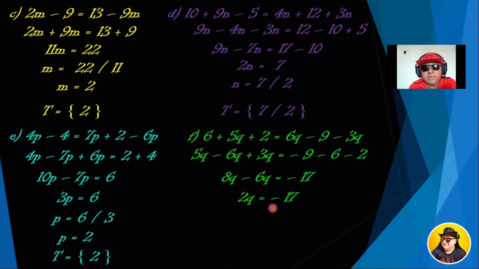Then 2q is minus 17. So this number 2 here goes to the right of the equation, dividing. So q is minus 17 over 2. We cannot divide nor simplify. So this is the answer, minus 17 over 2. True set is minus 17 over 2.